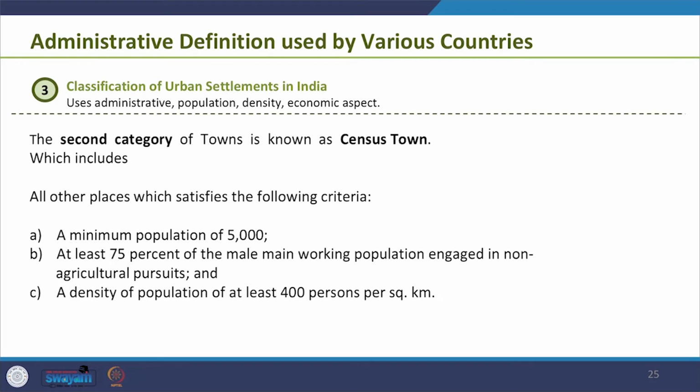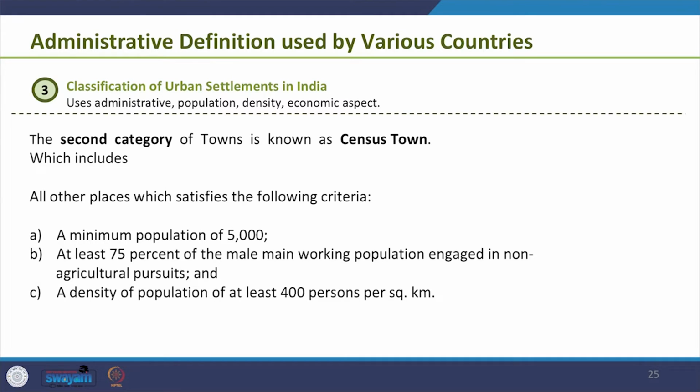There's another classification which we see. The second category of town is known as the census town, which includes all the other places which satisfy the following criteria. Criteria number one is a minimum population of 5,000 people. Criteria two is at least 75% of the main working population organized in non-agriculture pursuit. The third component of this second definition is a population density of at least 400 persons per square kilometer. So this is how we identify census towns in our country.